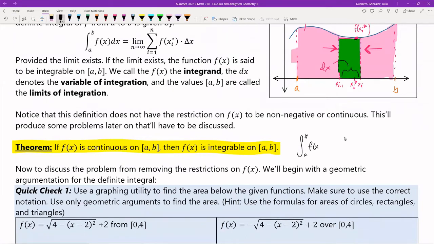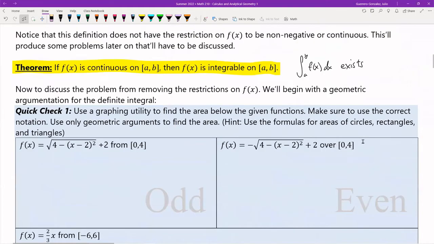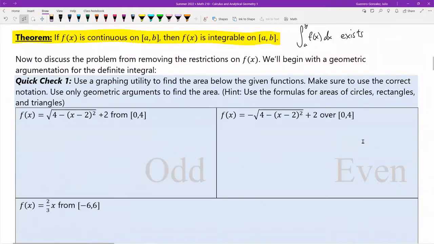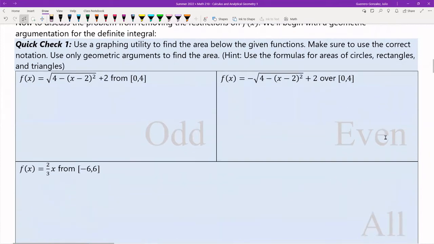F of x dx, right, exists. Okay, that's what this means, okay? So now, what I want to do is I want everybody to try out this quick check, okay? It's basically 2 for everybody, okay? If you're odd, you're going to be doing the very first one. If you're even, go ahead and do the second one. And I want everybody to try out the last one, okay?